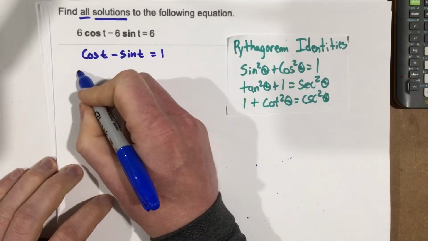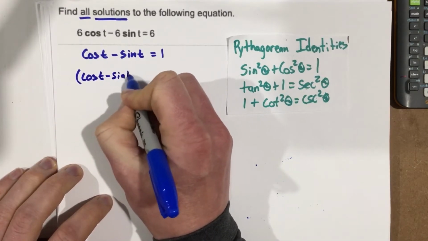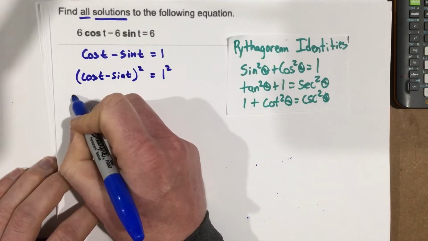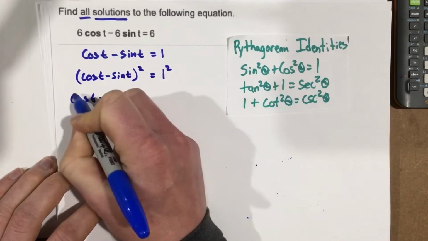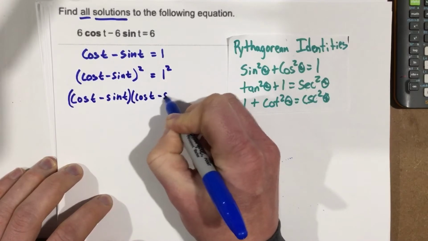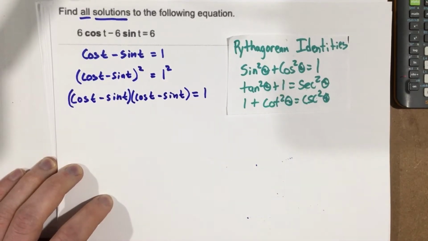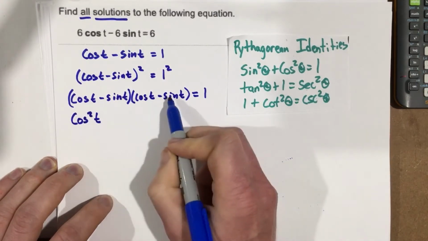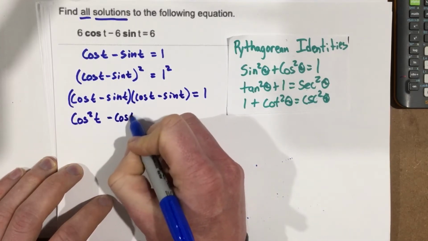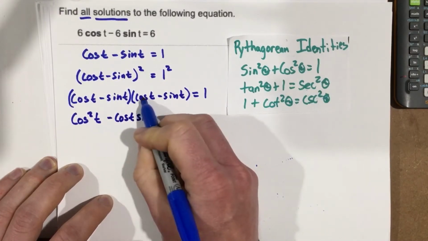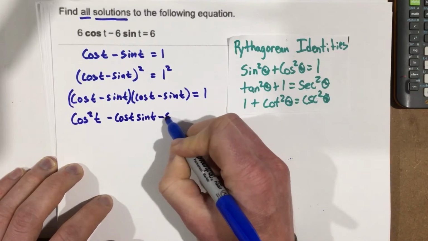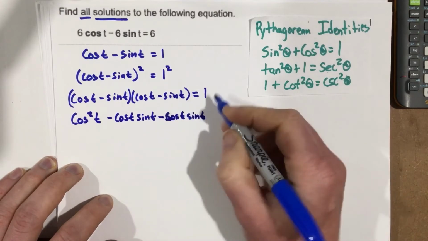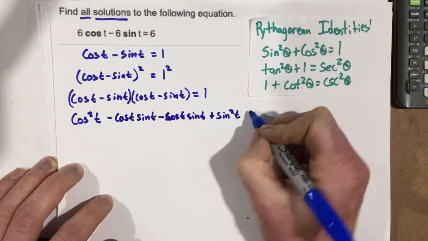So if I square the left side, I get cosine t minus sine t, squared, equals 1, because 1 squared is 1. So this will be cosine t minus sine t times itself, cosine t minus sine t, equals 1. We multiply cosine t times cosine t, you end up with cosine squared t. Cosine t times the negative sine t will give you negative cosine t sine t. Negative sine t times cosine t is also negative cosine t sine t. Finally, the negative sine t times the negative sine t is plus sine squared t, equals 1.